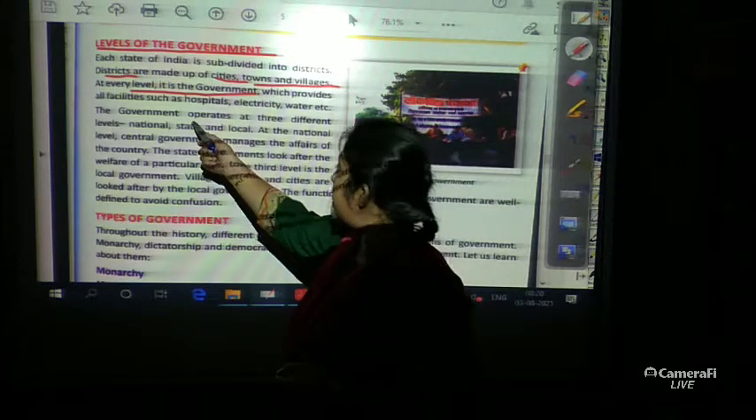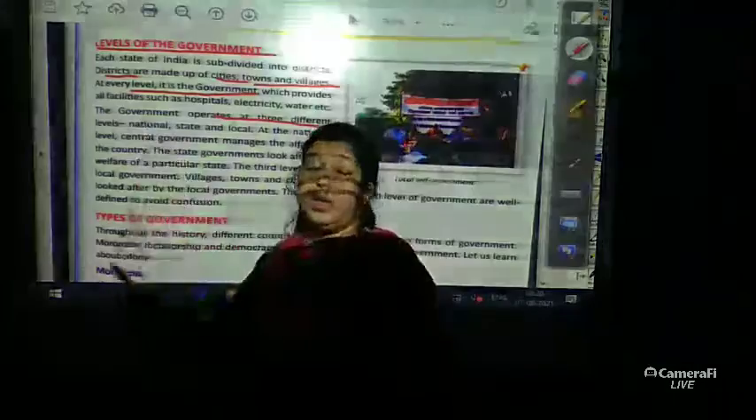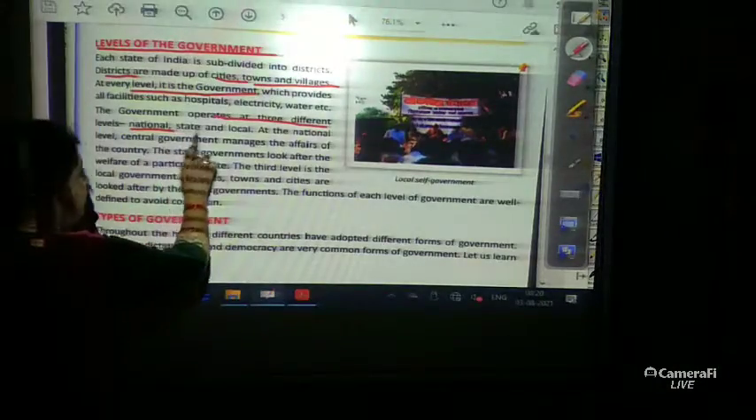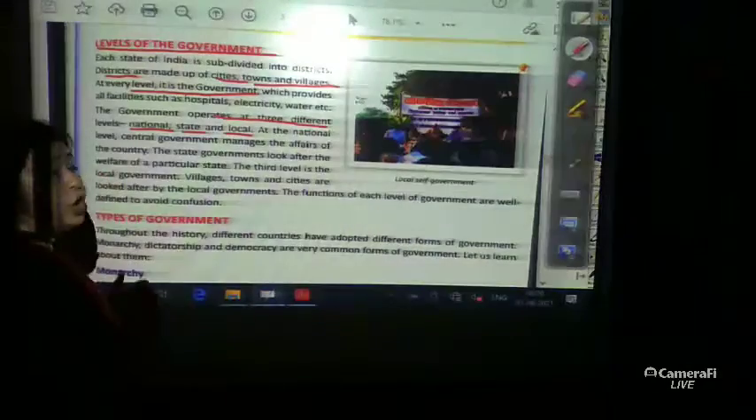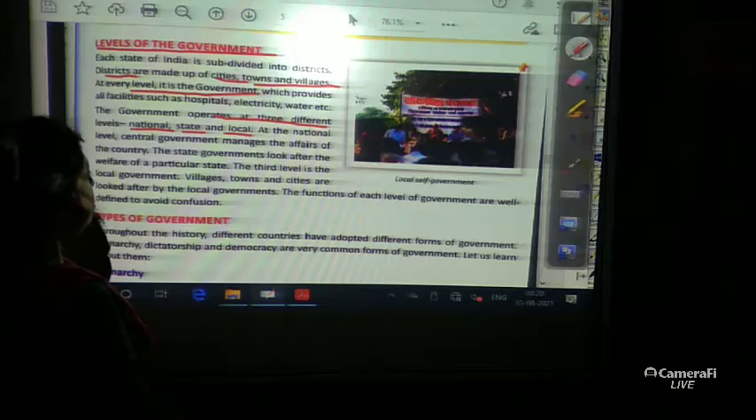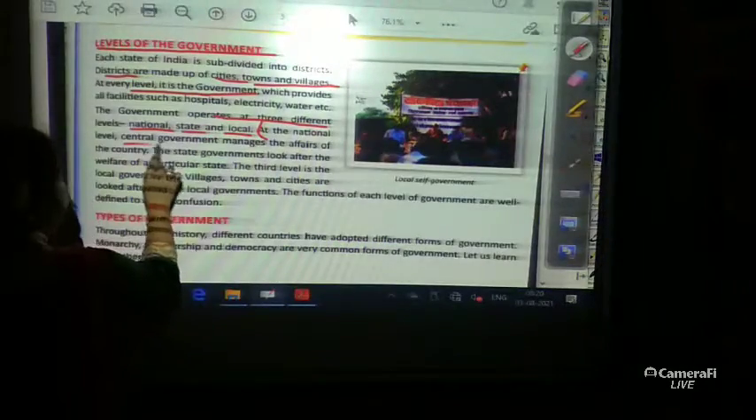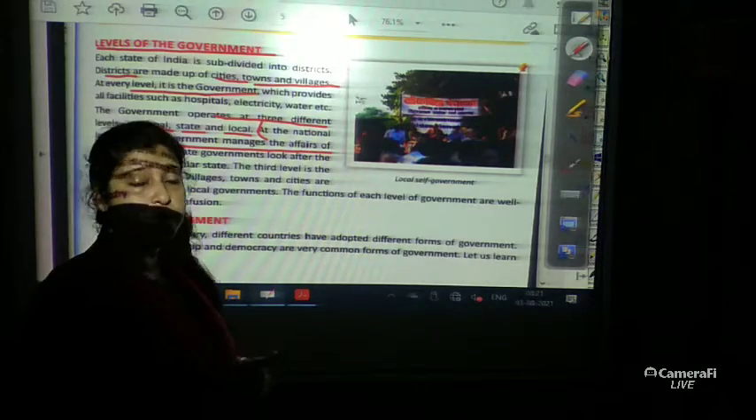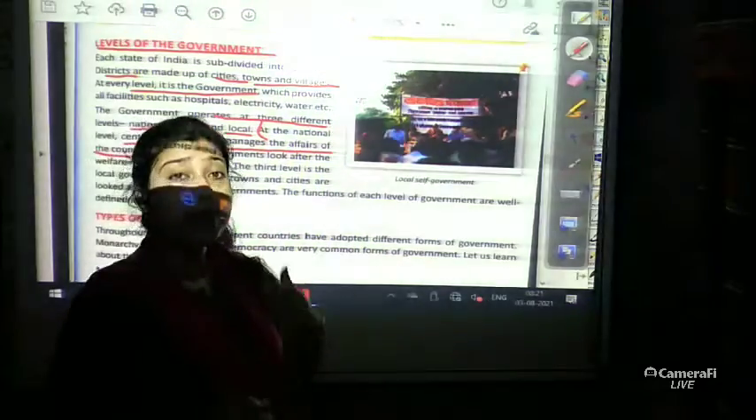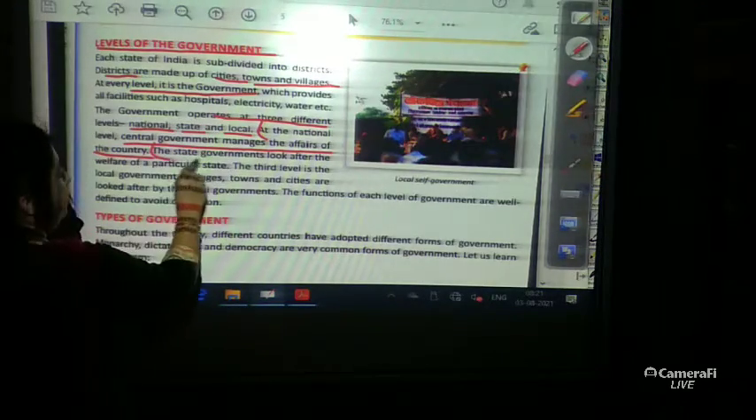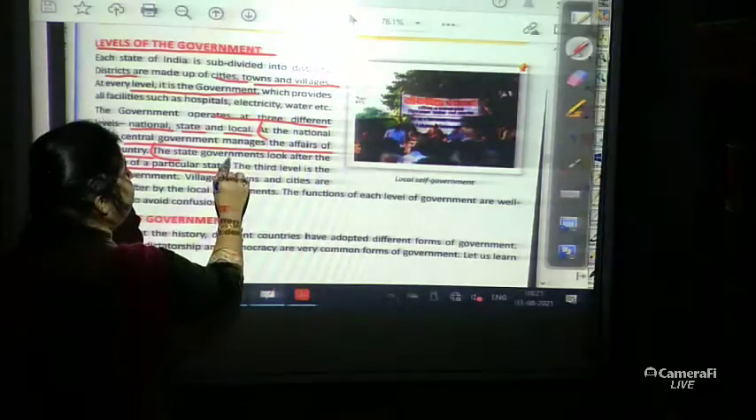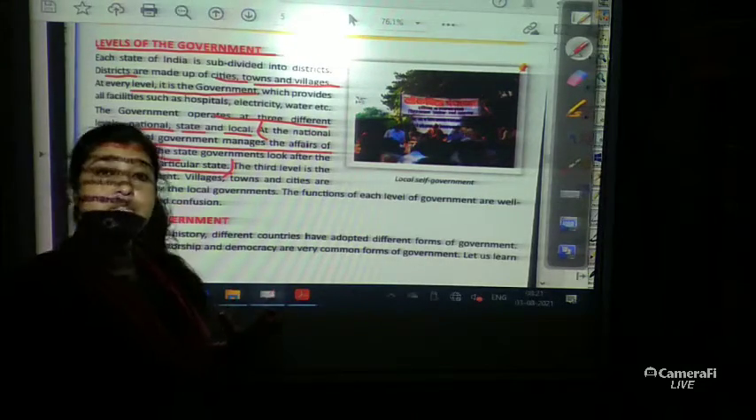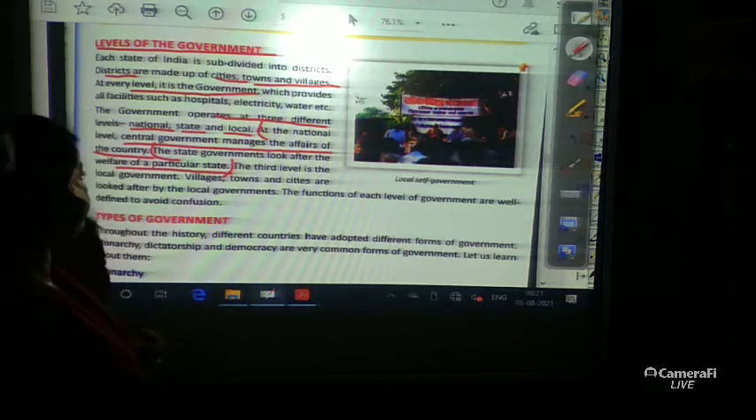Now the government operates at three different levels. One is the national level, next is the state level, and the last is the local level. At the national level, the central government manages the affairs of the country. The national level means who looks after the whole country, the central government. And the state government looks after the welfare of a particular state only.